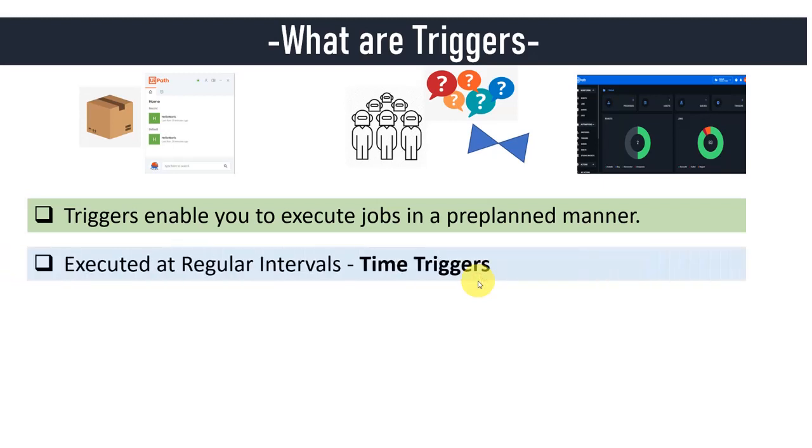Next, what are the different types of triggers? There are two types of triggers. One is called the time trigger. The time trigger is what we have just seen now, when you want to execute at a regular interval. Let's say, for example, you want to execute the process on every Monday, or on every Wednesday of every 15th, or let's say you want to execute on every 1st, 5th, 10th and 12th of the month. That is called a time trigger.